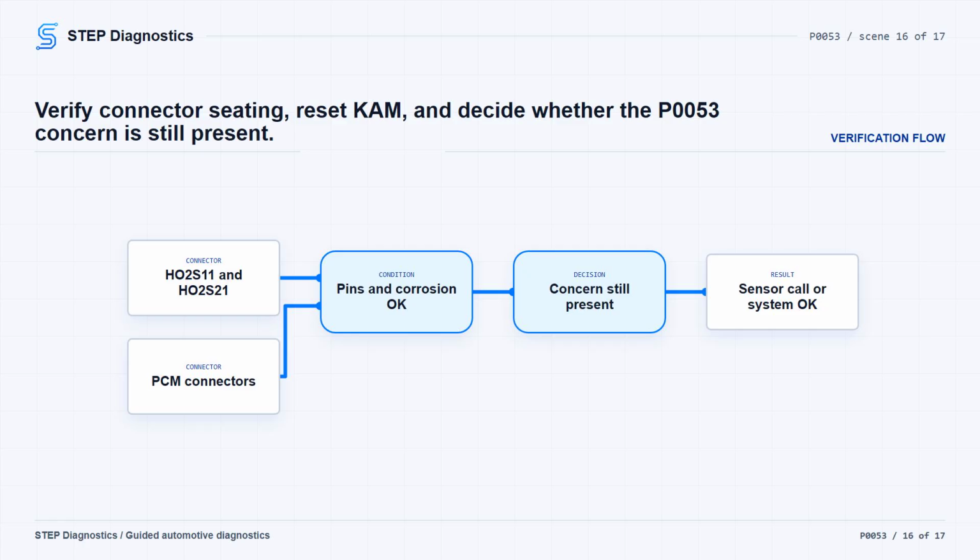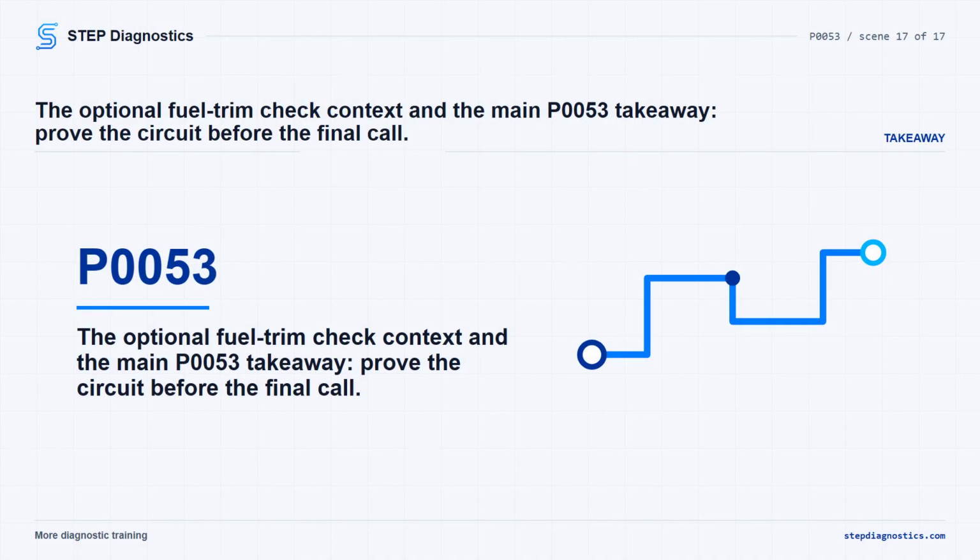If the concern is gone, the system is operating correctly at this time, and the issue may have been caused by a loose or corroded connector. A separate secondary HO2S fuel trim check may call for starting the engine, monitoring LGS02FT1 and LGS02FT2, and looking for an indicated value between negative 1.6% to plus 1.6%.